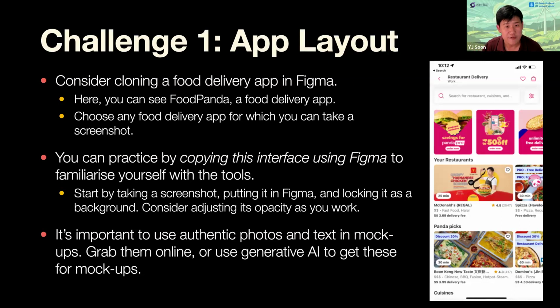So here in Singapore, we have a food delivery app called Food Panda. I think they're active in Asia and Southeast Asia. So choose one of these screens, okay? Try to copy the entire interface using Figma. You'll be surprised at how much you learn, okay?